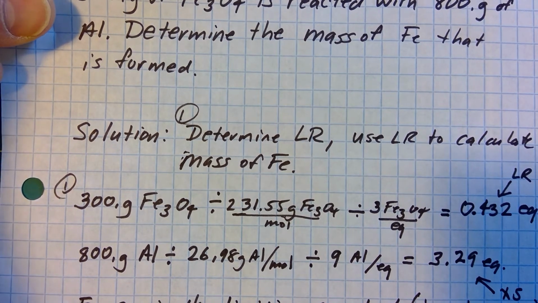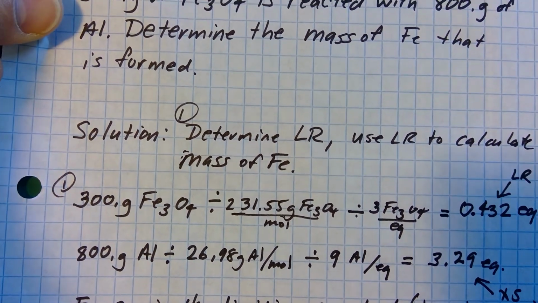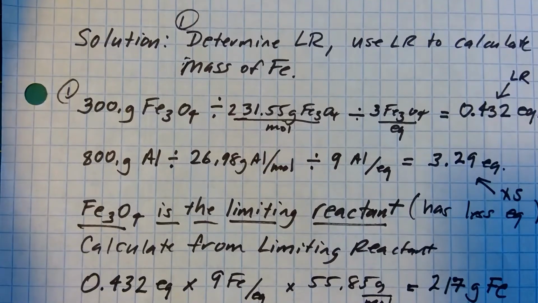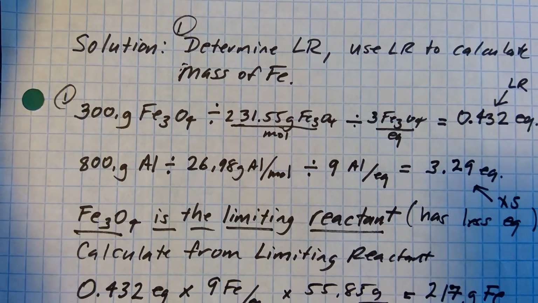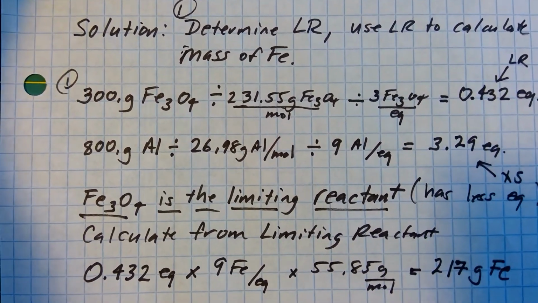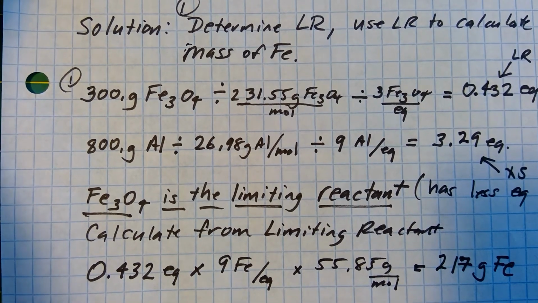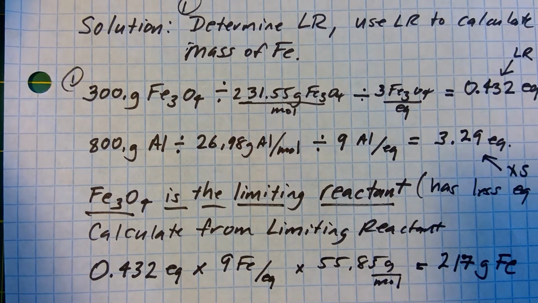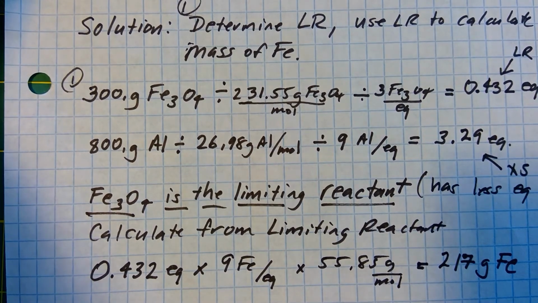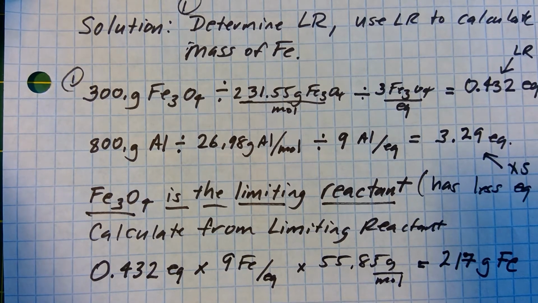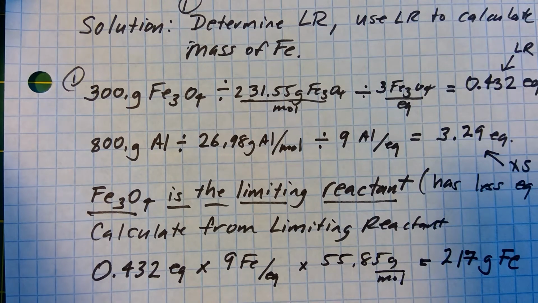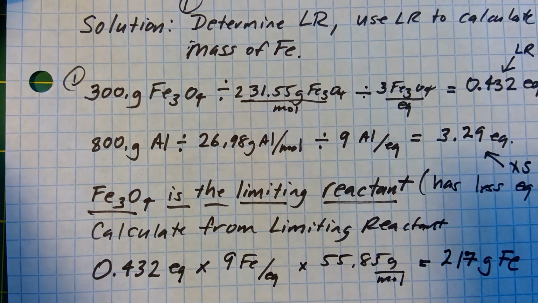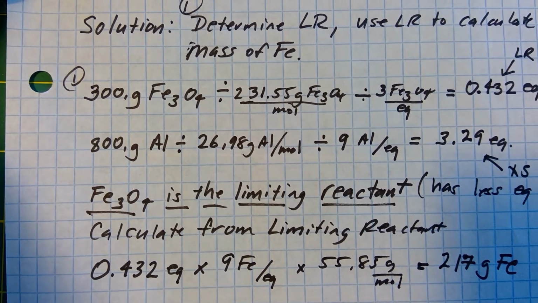And then we will complete the problem, which is to calculate the amount of iron, and that calculation comes from the limiting reactant. So if you take the equivalence from the limiting reactant to figure out grams of iron, you just multiply times the coefficient. This is where it is supposed to be 9, because there's a 9 in front of the iron. So 0.432 equivalents times 9, that will give you the moles of iron, times 55.85 grams, that's the grams mass for each mole of iron, to give you 217 grams of iron.